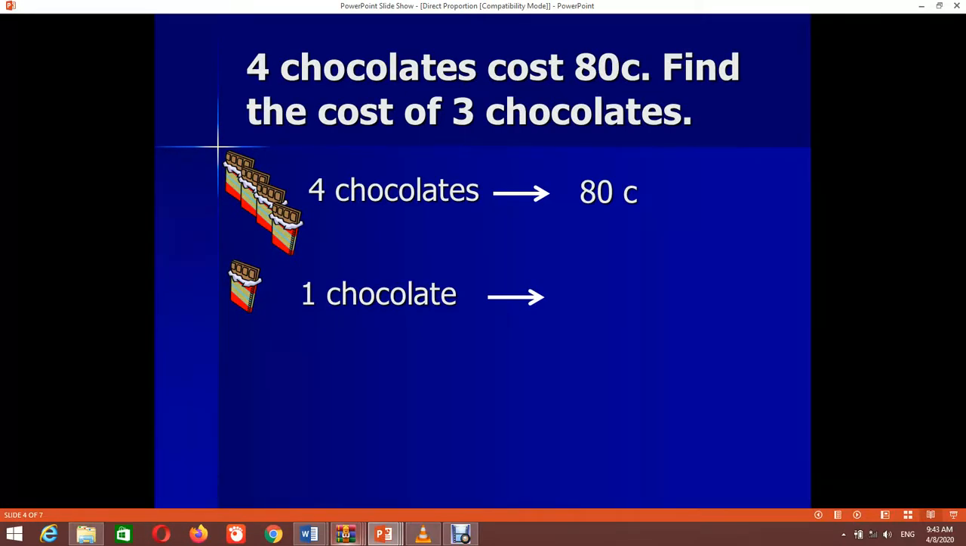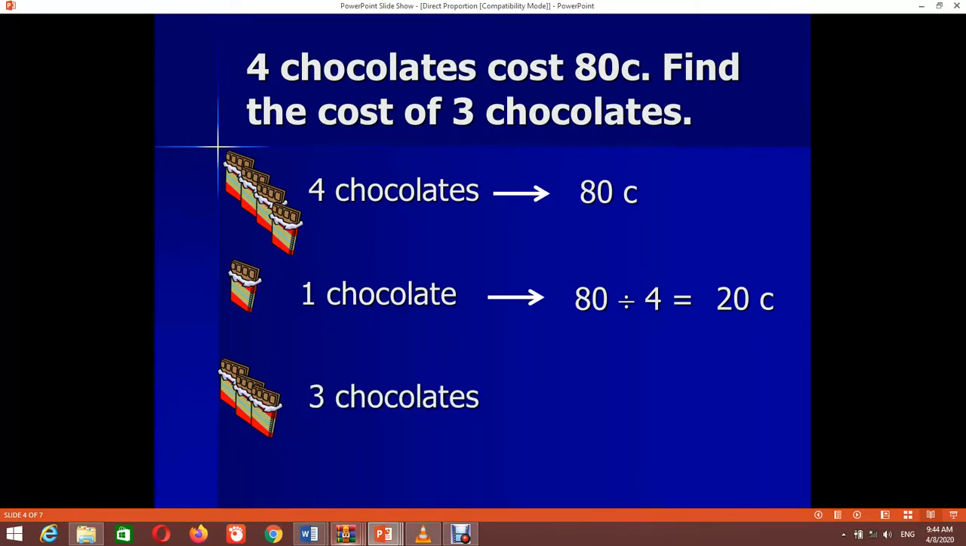Four chocolates cost 80 cents. Find the cost of 3 chocolates. Now, how do you know? If 4 chocolates cost 80 cents, what will be the cost of 1 chocolate? How to work it out? It will be 80 divided by 4, and 80 divided by 4 is equal to 20 cents. Therefore, 3 chocolates will cost 20 multiplied by 3, and 20 multiplied by 3 is equal to 60 cents.